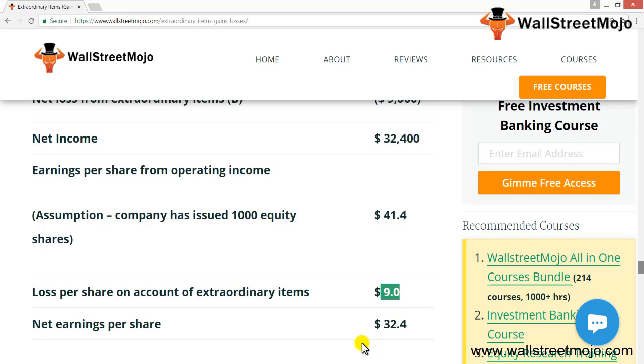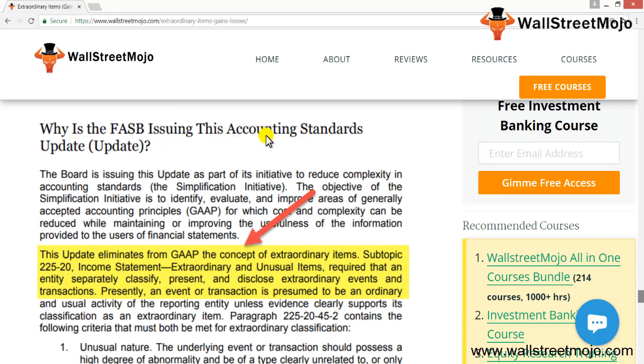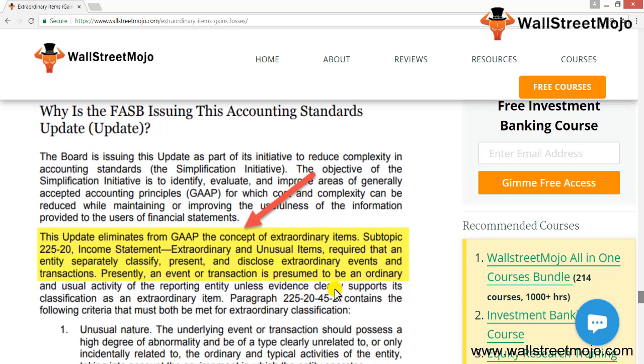Why is FASB issuing this accounting standard update? Here is the article of the FASB that is issuing this accounting standard update. As you can see, this update eliminates from GAAP the concept of extraordinary items. The subtopic 225-20, that is income statement, extraordinary and unusual items, required that an entity separately classify, present and disclose extraordinary events and transactions. Presently, an event or transaction is presumed to be ordinary. It was primarily argued that users find information about unusual or infrequent events and transactions useful. However, they do not find extraordinary item classification and presentation necessary to identify those events and transactions. Others thought that it is extremely rare in current practice for transactions or events to meet the requirements to be presented as extraordinary items. So that's it for this particular topic.